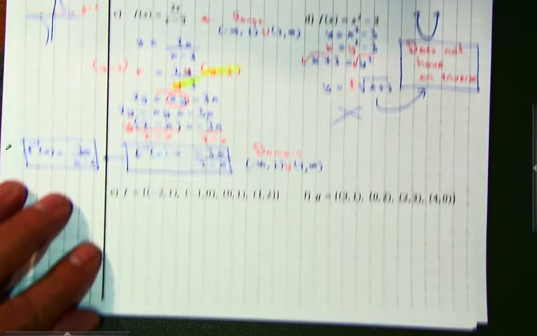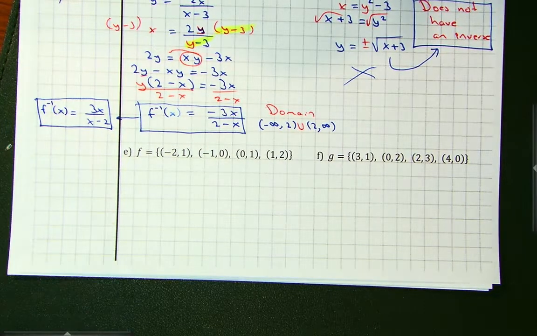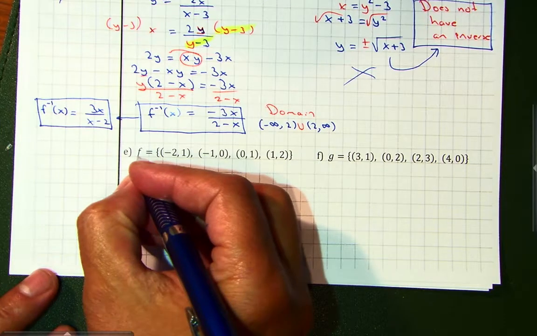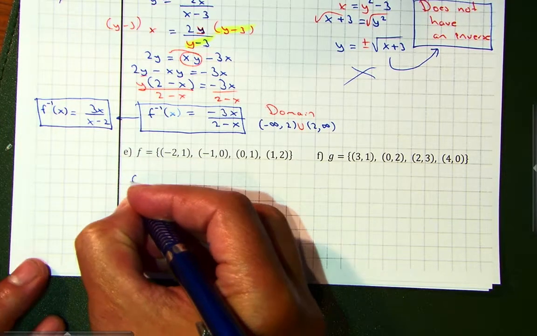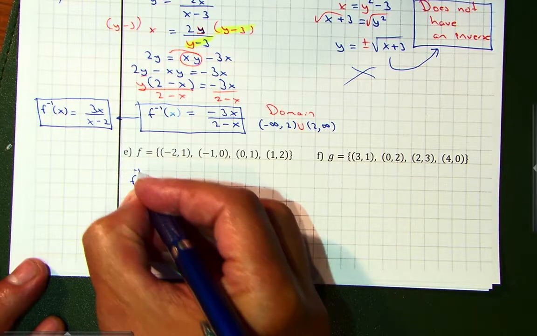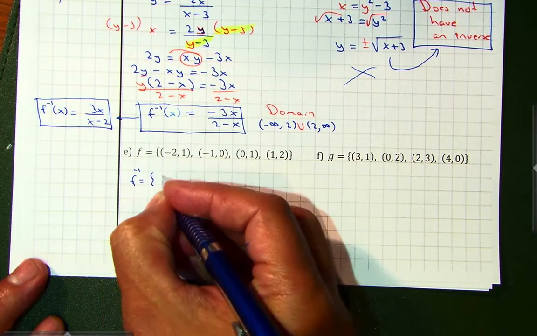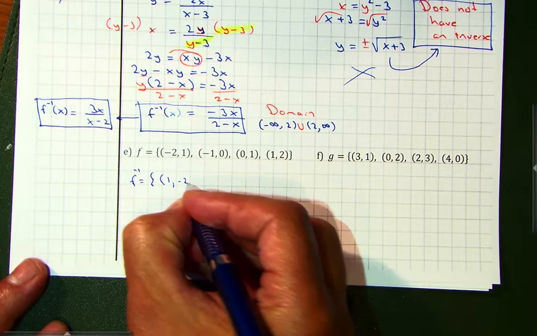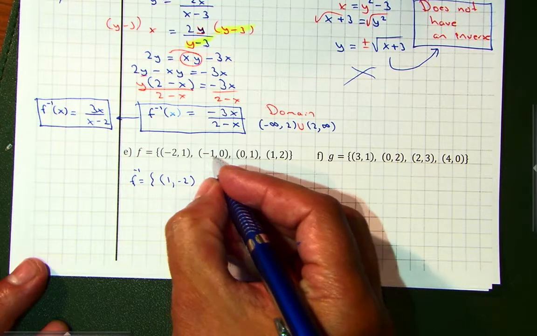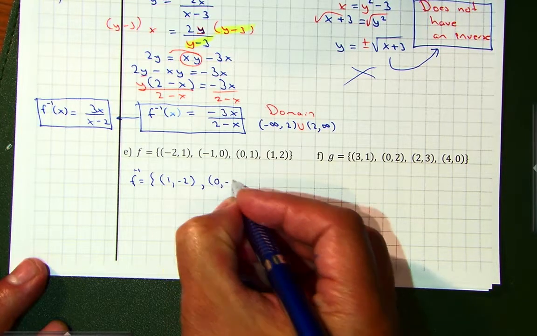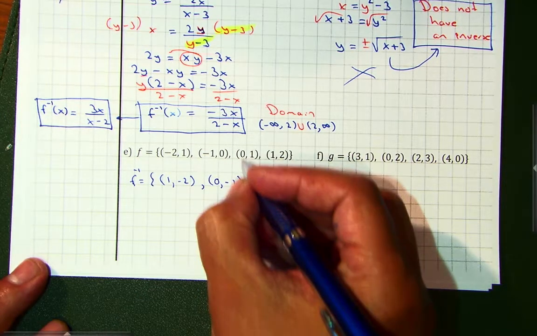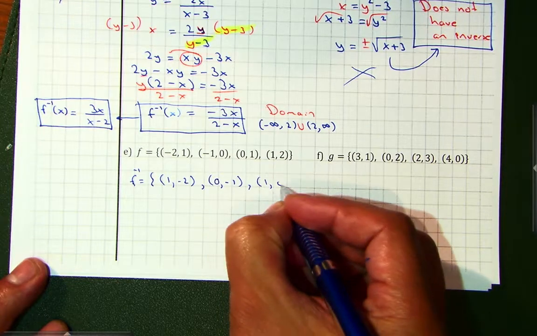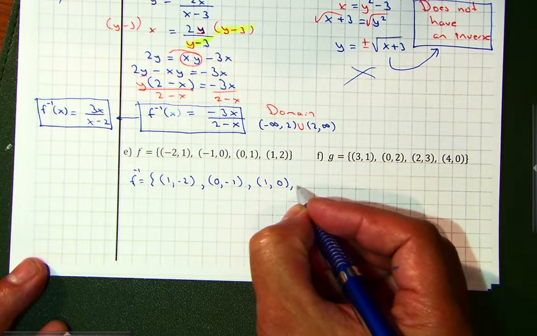Example E and F. Go and copy it down and we can start once you're ready. So those are the easiest questions, right? F function, find the inverse. So what do we need to do? For the first point, instead of negative 2, 1, it will become 1, negative 2. For the second point, instead of being negative 1, 0, it becomes 0, negative 1. For the next one, instead of being 0, 1, it becomes 1, 0. And for the last one, it becomes 2, 1.